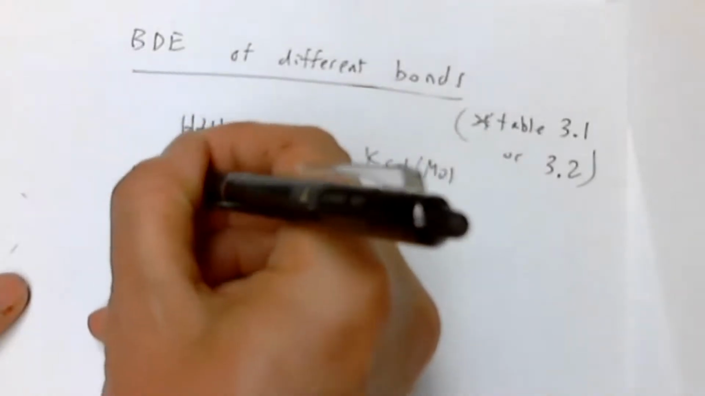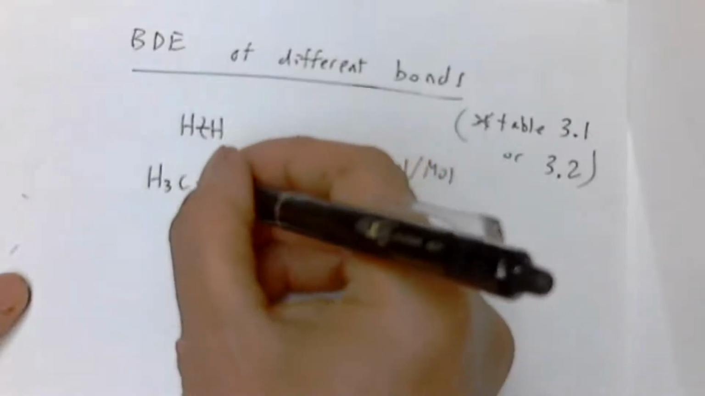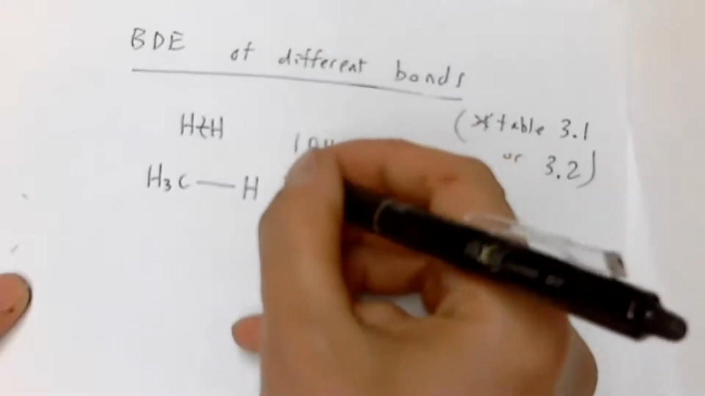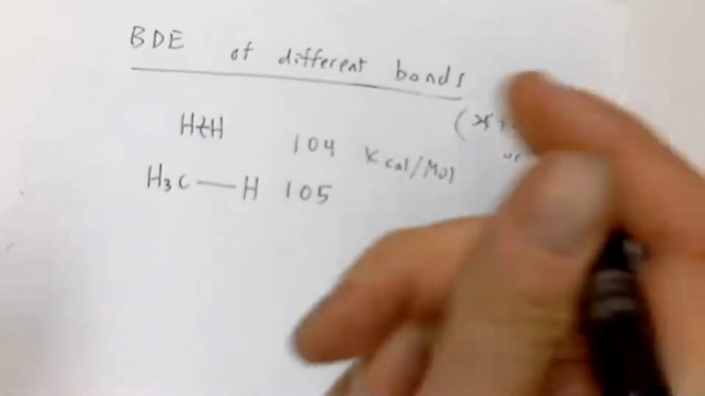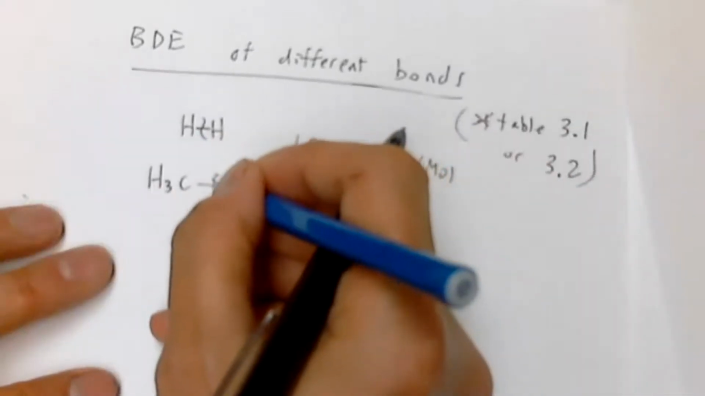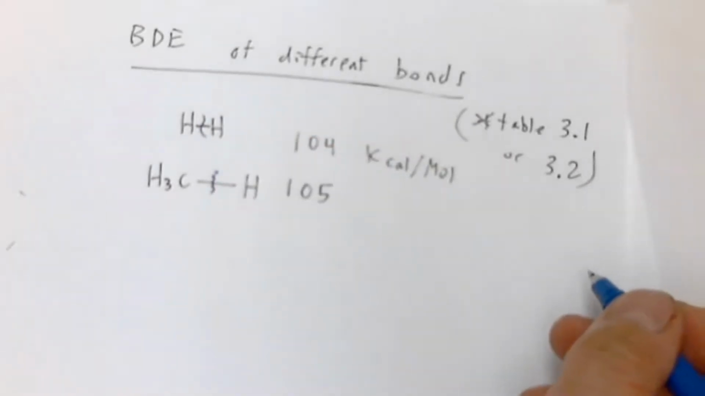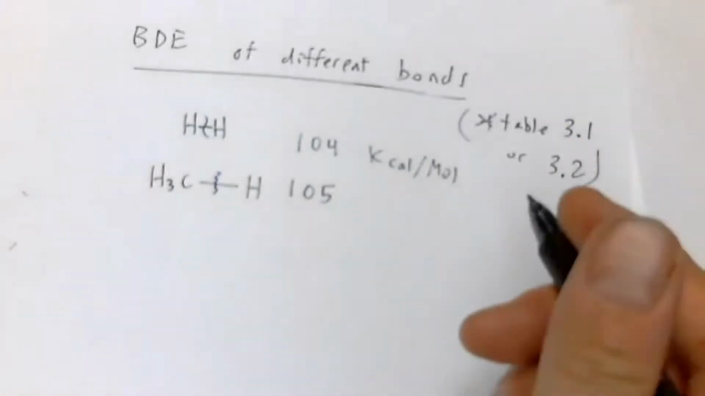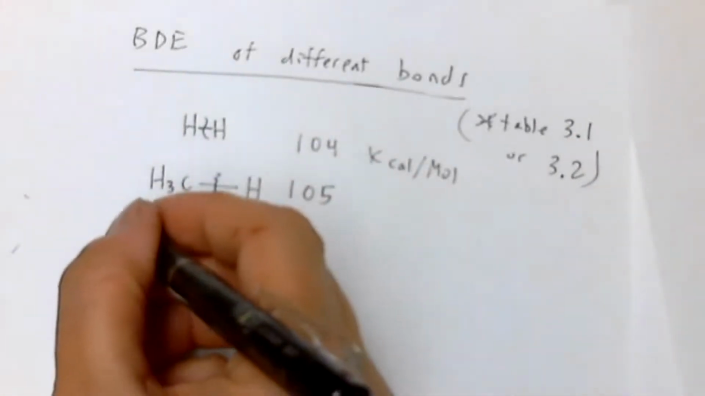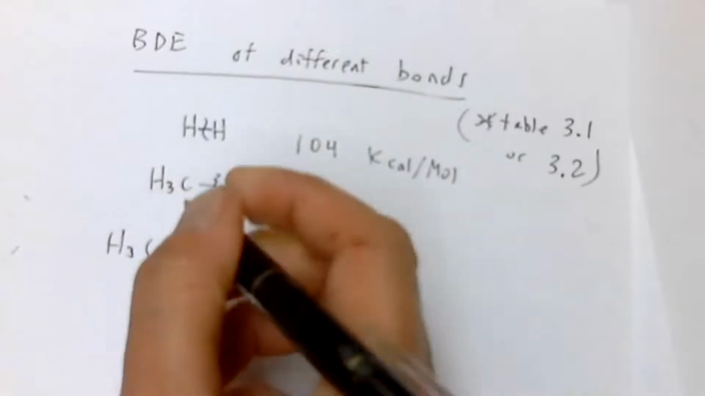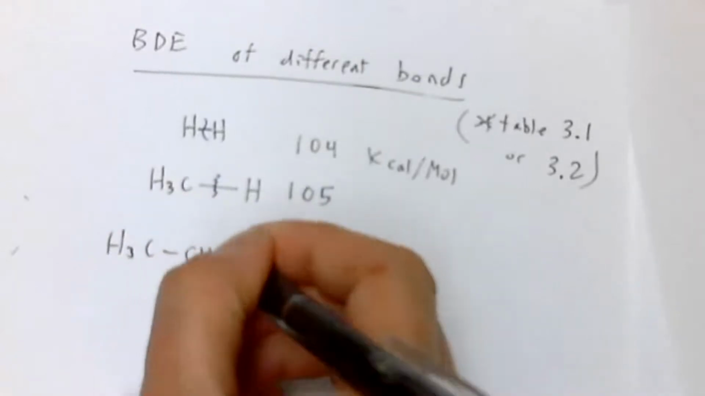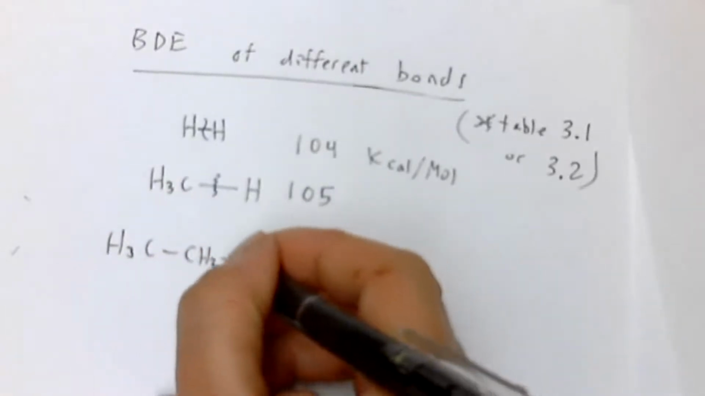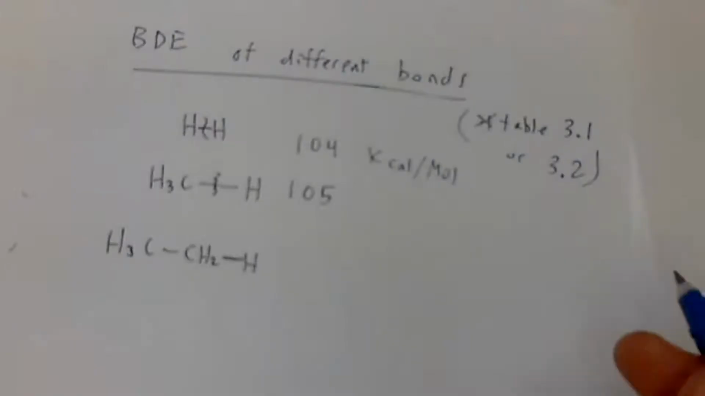H3C-H is about 105. Is that a big difference? It's not a big difference. So cleaving the bond between CH3 and an H, basically a methane C-H bond, is about the same, 104 to 105, mostly the same. What about H3C-CH2-H, which of course is ethane?